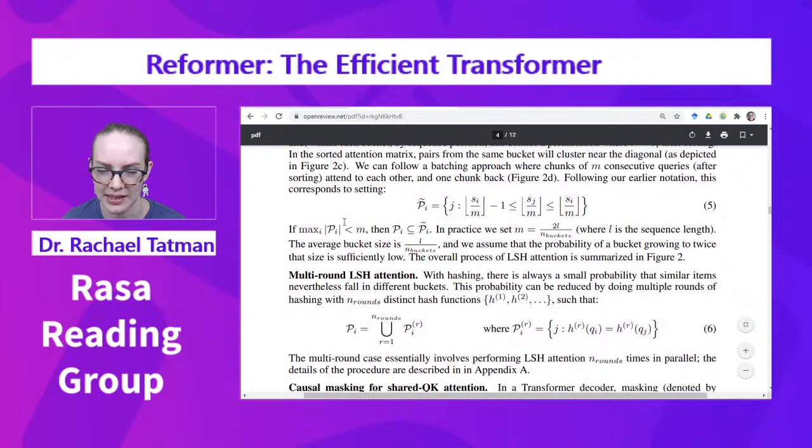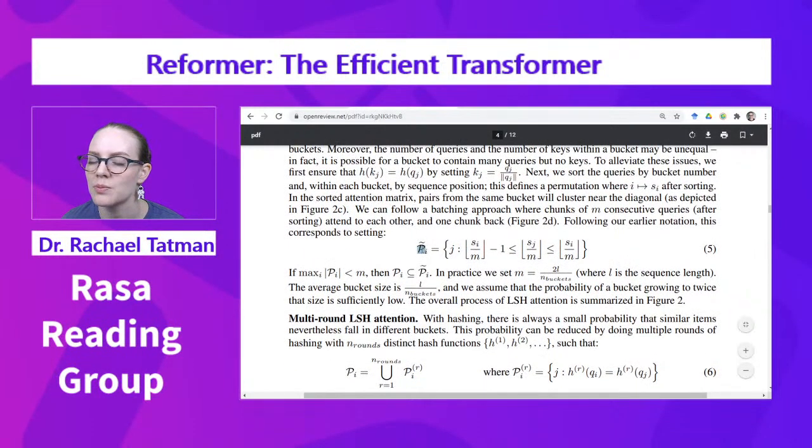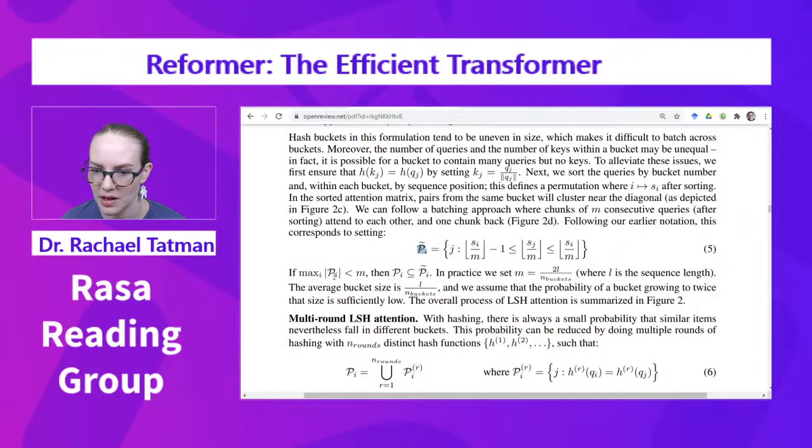If max of the absolute value of P is less than m, then P, what's P here then? What does this mean? Okay, so the max of the absolute value of P here being the number of buckets, the number of chunks, less than the length of the sequence, then P is in the set of tilde P's. Yeah, I'm not picking up what they're putting down right there.